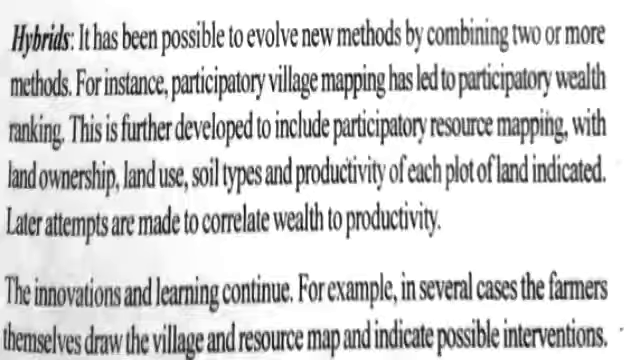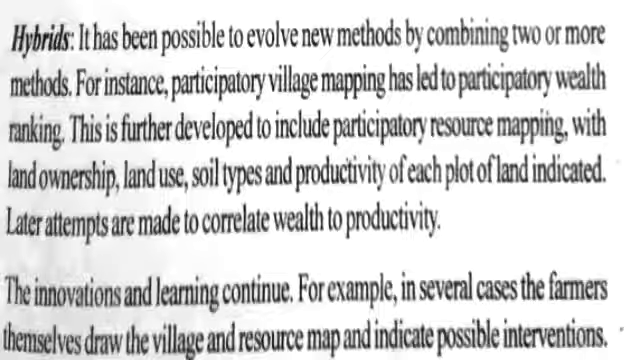Hybrids. It has been possible to evolve new methods by combining two or more methods. For instance, participatory village mapping has led to participatory wealth ranking. This is further developed to include participatory resource mapping with land ownership, land use, soil type, and productivity of each plot of land indicated. Later, attempts are made to correlate wealth to productivity. The innovation and learning continue.